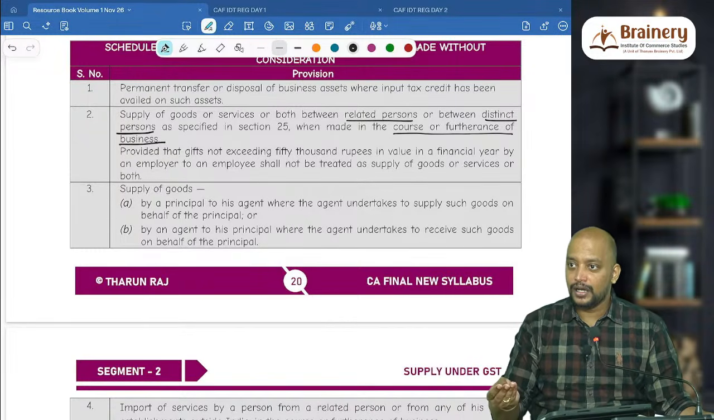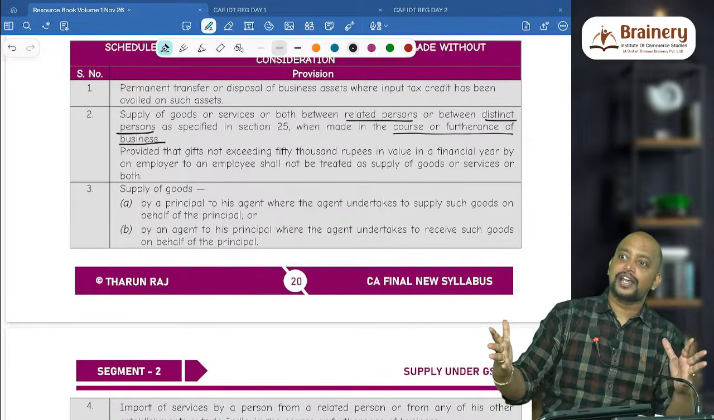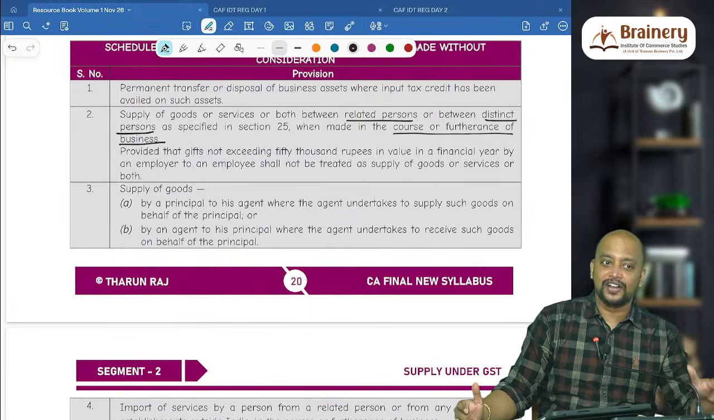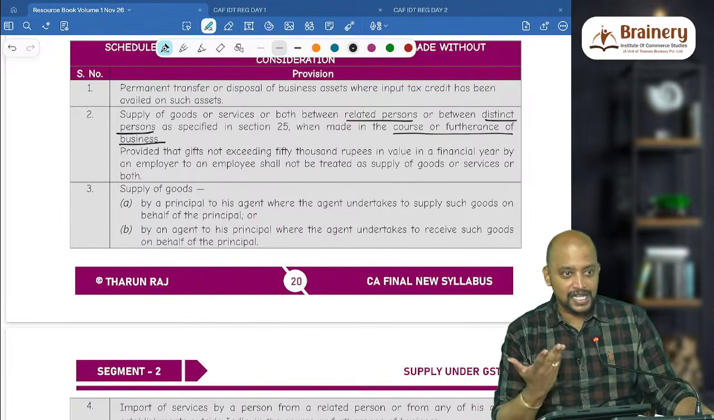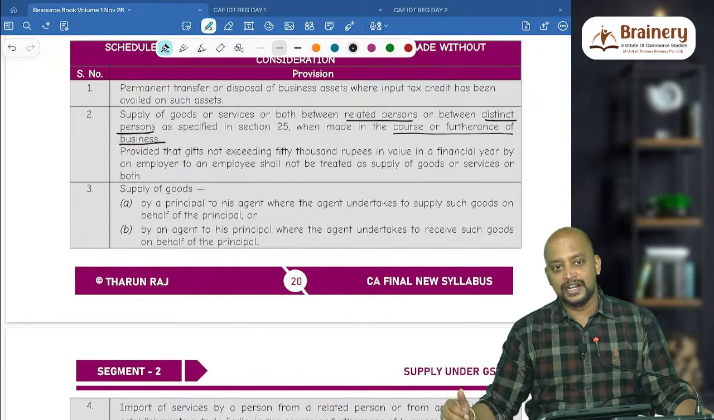Wife is related only. As per definition, family will come under related. So my wife is related.